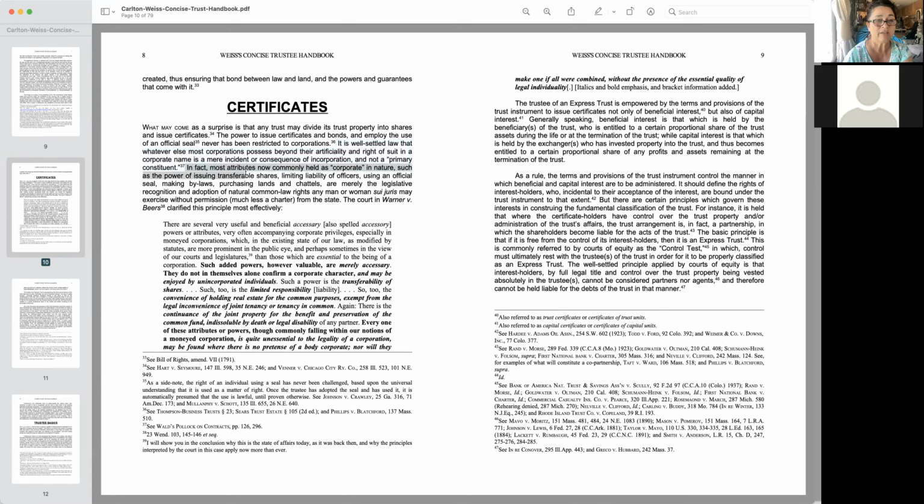In fact, most attributes now commonly held as corporate in nature, such as the power of issuing transferable shares, limiting liability of officers, using an official seal, making bylaws, purchasing lands and chattels, are merely the legislative recognition and adoption of natural common rights any man or woman sui juris may exercise without permission, much less a charter from the state. That's awesome. The court in Warner v. Beers clarified this principle most effectively.